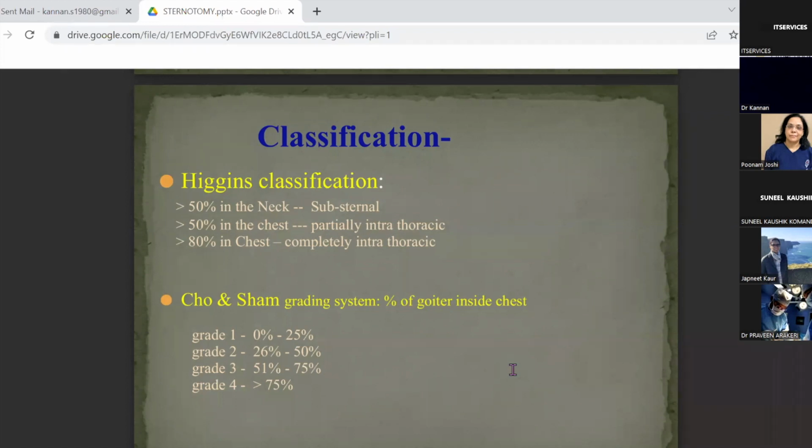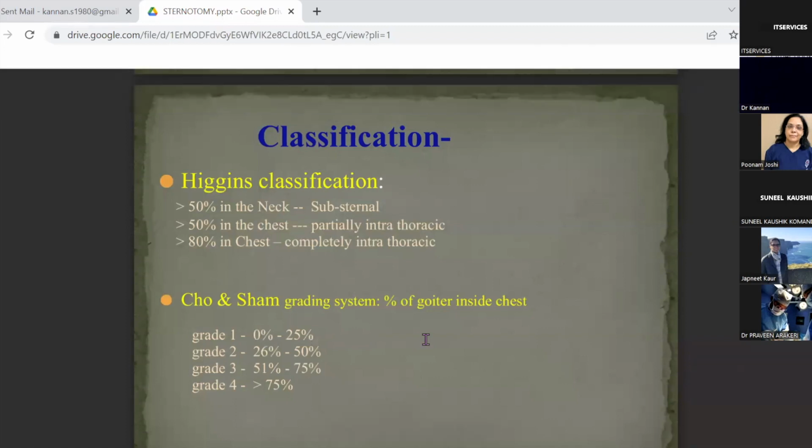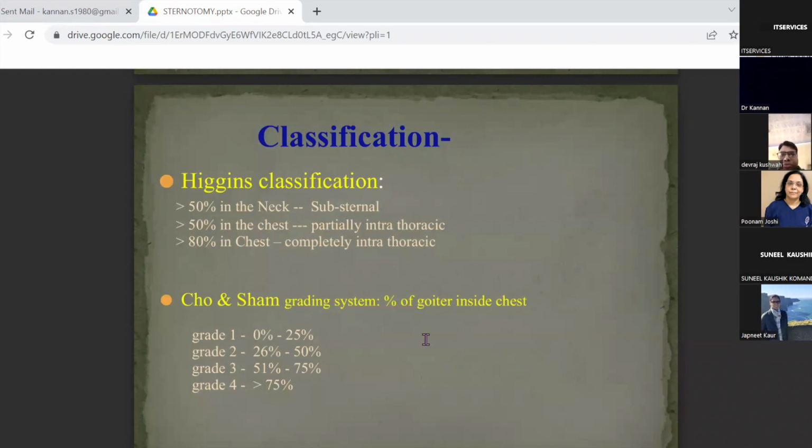Thank you, Dr. Poonam. So when you have a lesion which is 80% inside the thorax, what you need to know is the greatest dimension of the retro-sternal goiter in the chest, and the diameter of the thoracic inlet. If it is bigger than this, no way you're going to get it out from the neck. So that needs a sternotomy. Similarly, you also grade them depending upon the percentage of the lesion inside the chest, graded between 0 to 25, 25 to 50%. If it is more than 75%, always be ready with a sternotomy.